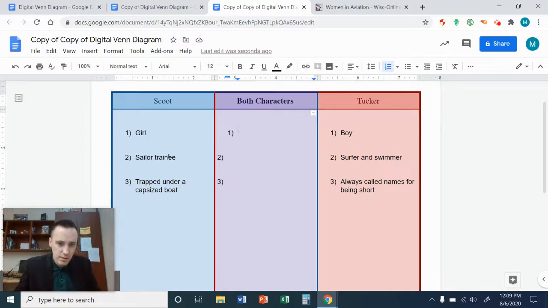Scoot is trained to be a sailor. She loves sailing, loves being on the water. Tucker loves to surf and loves to swim. So, what does it say about both of them? What could they both love? They both love the ocean. They can swim a lot of places, but surfing, gotta have that ocean. And she was out in the Pacific, so they both loved the ocean.